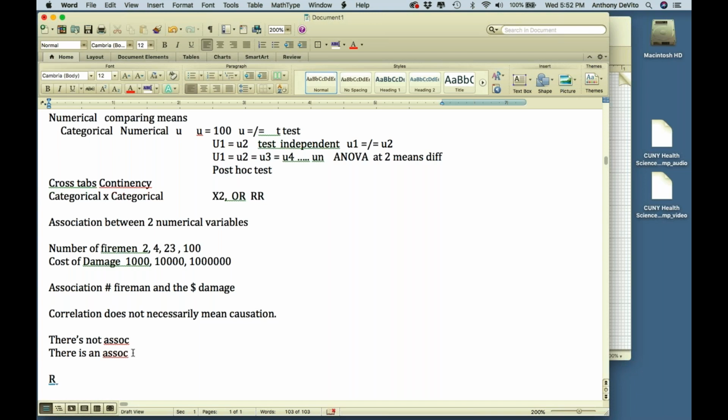That Pearson's correlation coefficient, lowercase r, except that this is going to fight me, I don't know why it does that. I think you can turn that off.